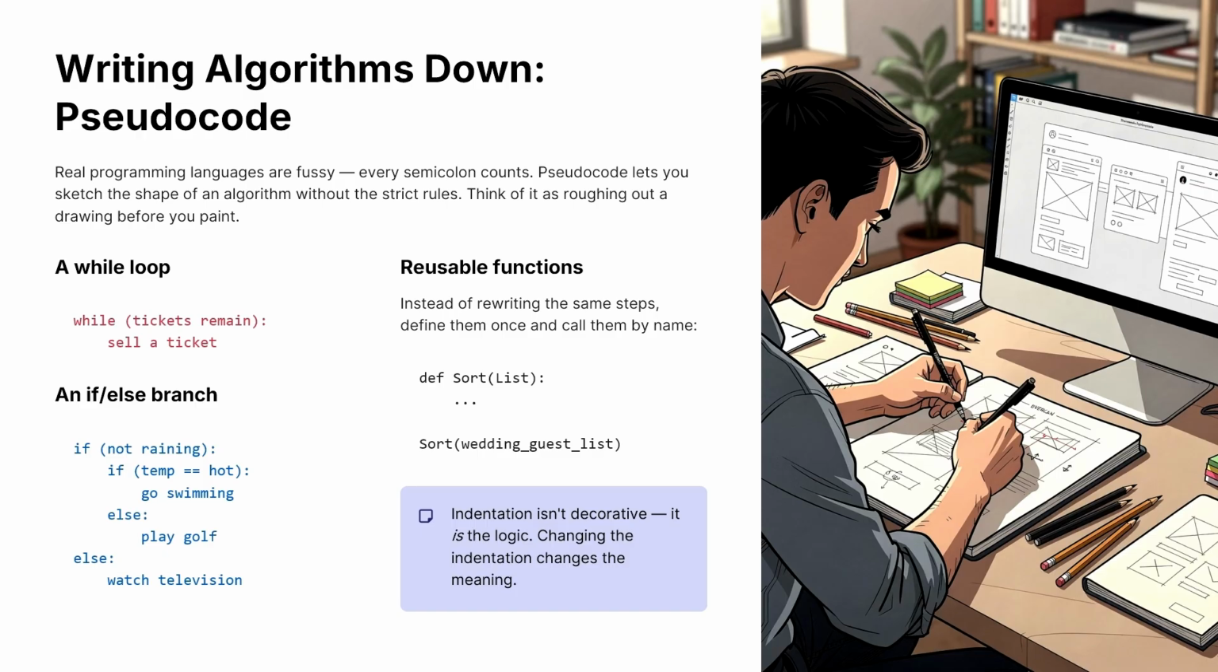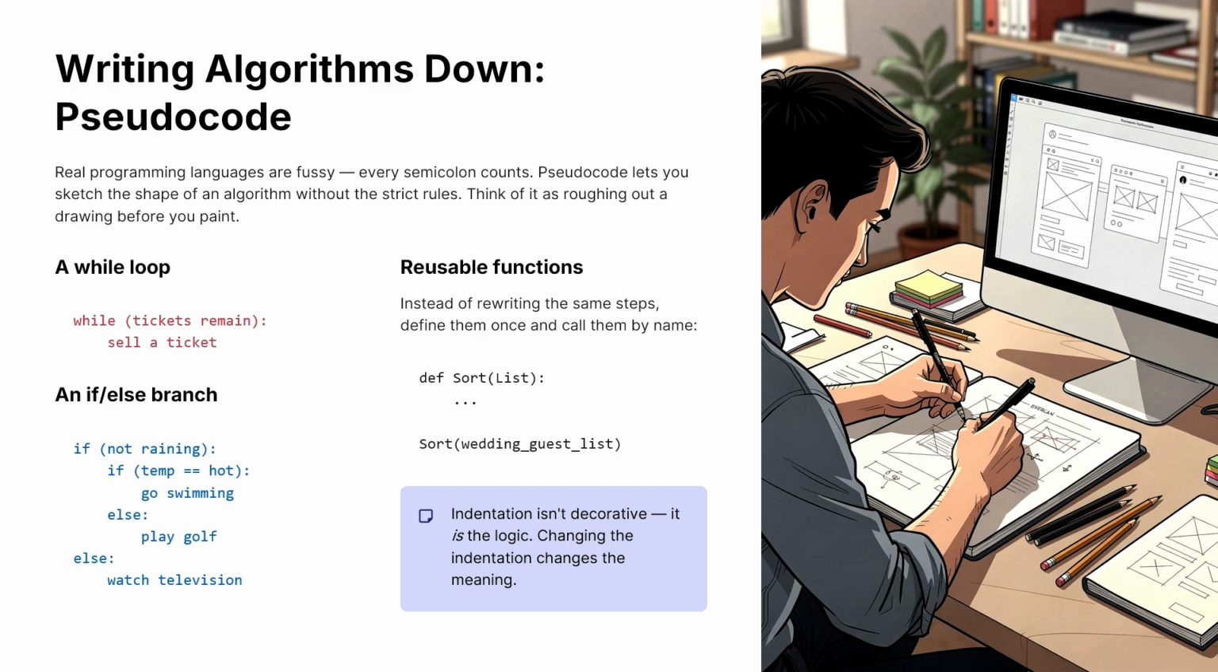Pseudocode also uses functions, reusable bundles of steps. Instead of writing the same instructions over and over, you define them once and call them by name. A sorting function might look like this. Def sort list. Then, anywhere in your program, you can just write sort, the wedding guest list, and the whole procedure runs.